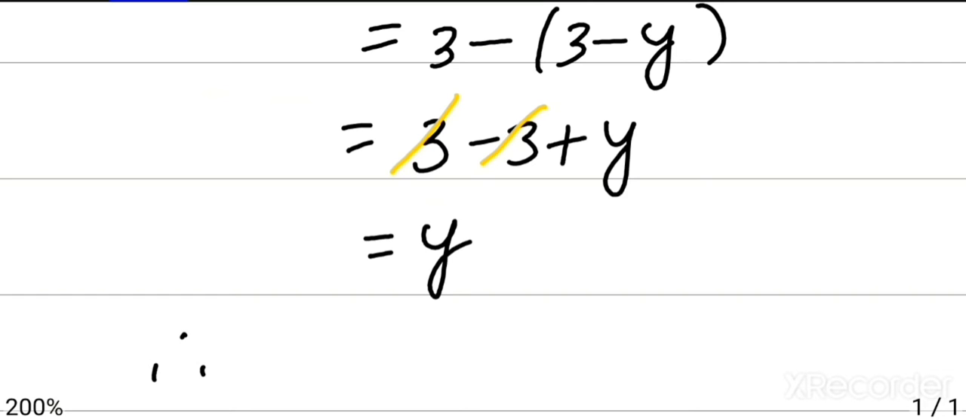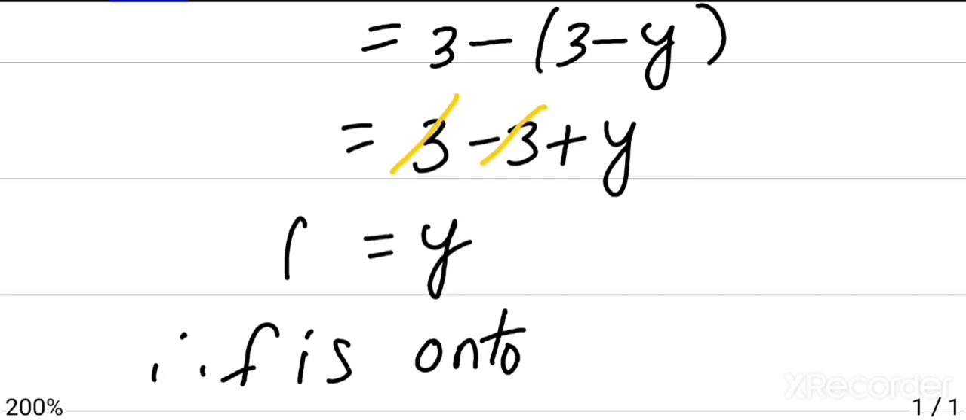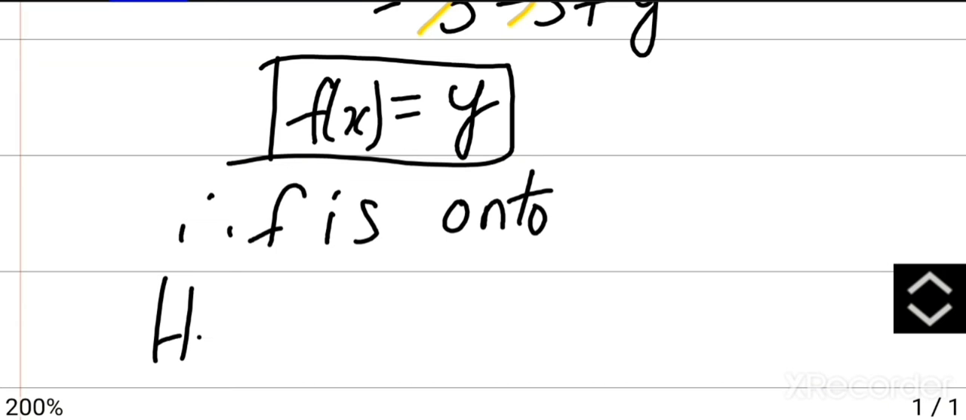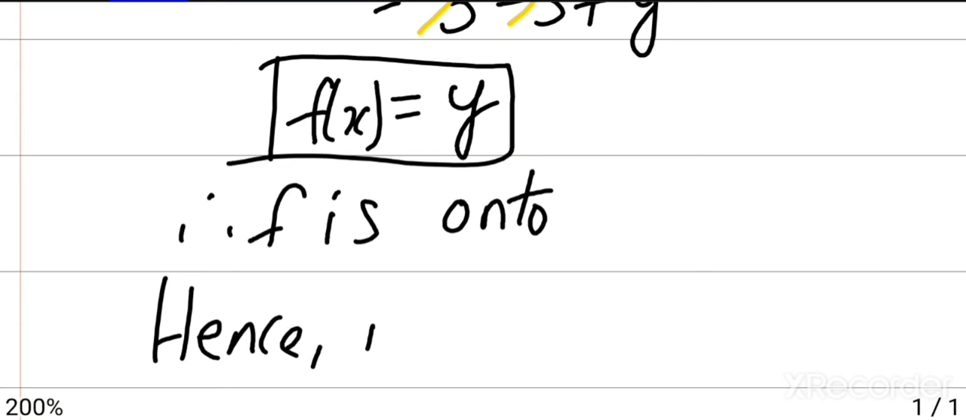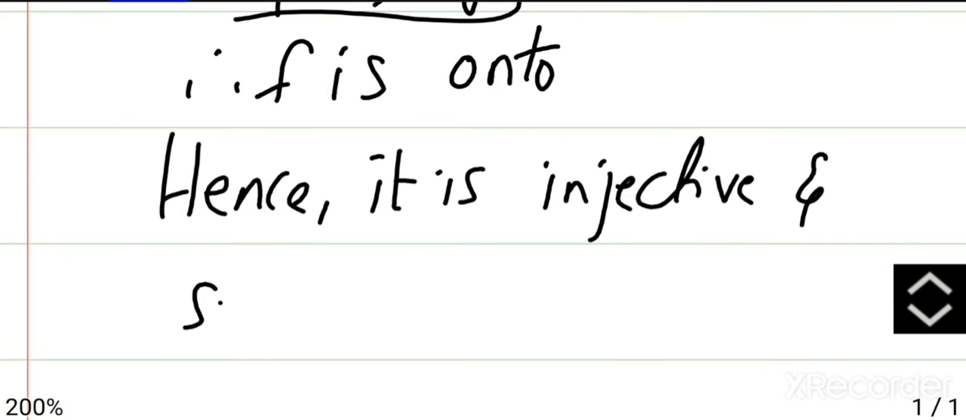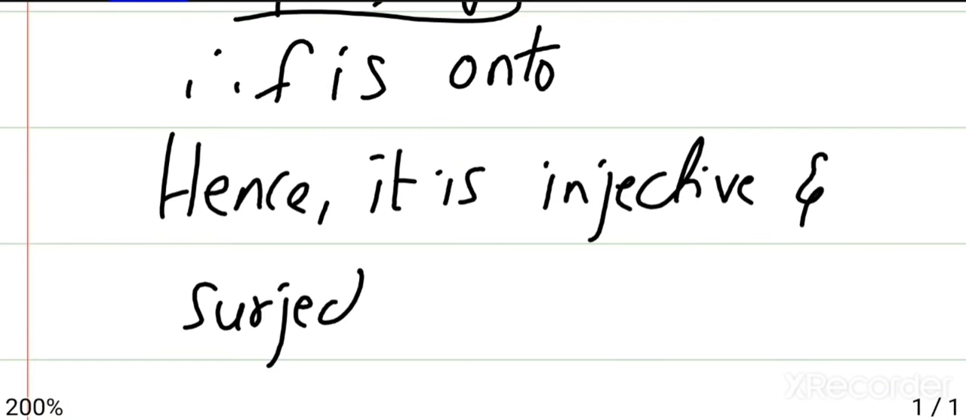Therefore f is onto. You just have to prove that f(y) equals f(x) equals y, which means it is onto. Hence it is injective, that is one-one, and surjective, that is onto.